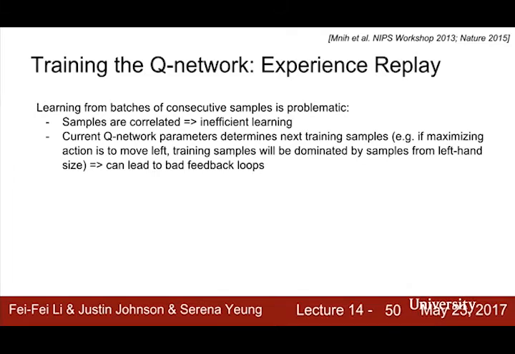And also, because of this, our current Q network parameters determine the policy that we're going to follow. It determines our next samples that we're going to use for training. And so this leads to problems where you can have bad feedback loops. For example, if currently the maximizing action is to take left, this is going to bias all of my upcoming training examples to be dominated by samples from the left-hand side. So this is a problem.